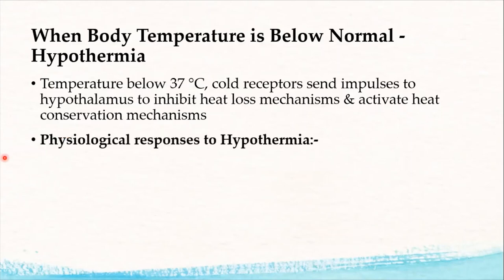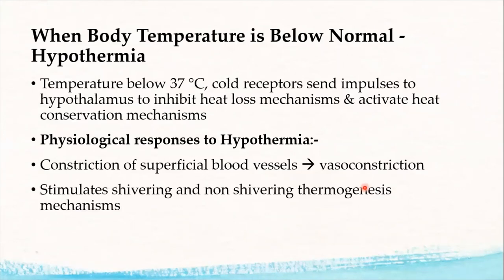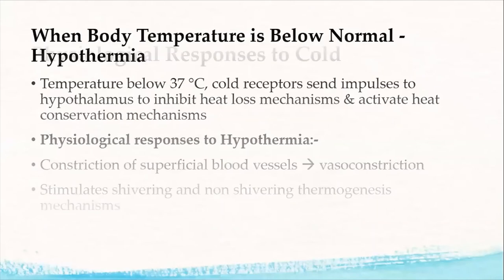So the physiological responses that are experienced during hypothermia conditions are constriction of superficial blood vessels. This is known as vasoconstriction, so that heat escape can be prevented. It stimulates the shivering and non-shivering thermogenesis mechanisms, as the shivering of the muscles causes heat production.